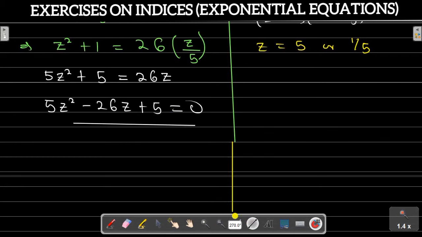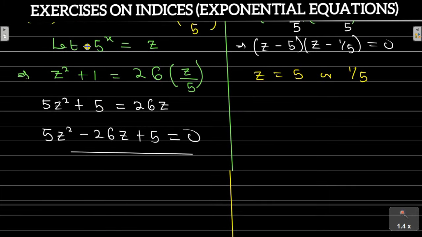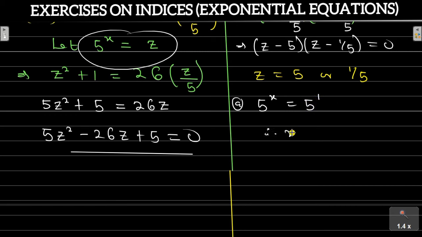So we will now solve for our x. Recall that our 5 raised to the power x is equal to z. So case 1, it means that 5 raised to the power x will be equal to, we use the first z, which is 5, and 5 is the same thing as 5 raised to the power 1. Therefore, x in that case is equal to 1.